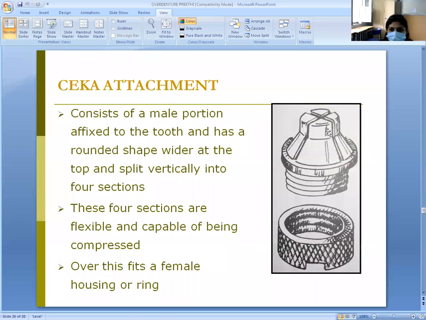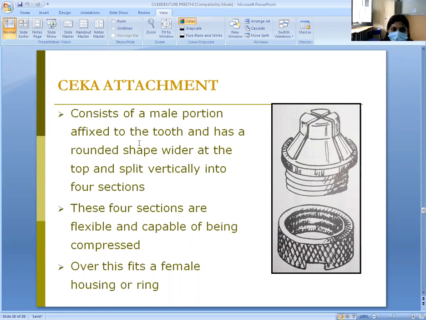This is the Sec attachment here. It consists of a male portion. This is the male portion that is affixed to the tooth. Here, these are vertical slots that get open, and this ring, this is the female portion. It is embedded into the acrylic. It fits over this vertical slot, and then this slot gets open and locked.